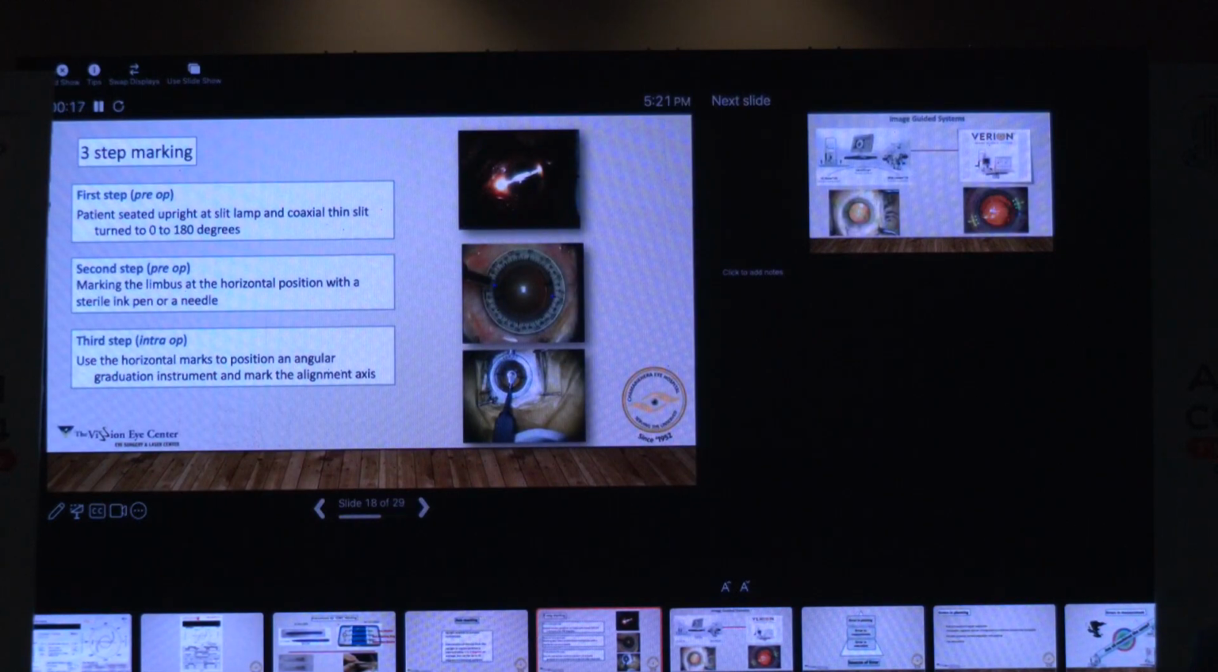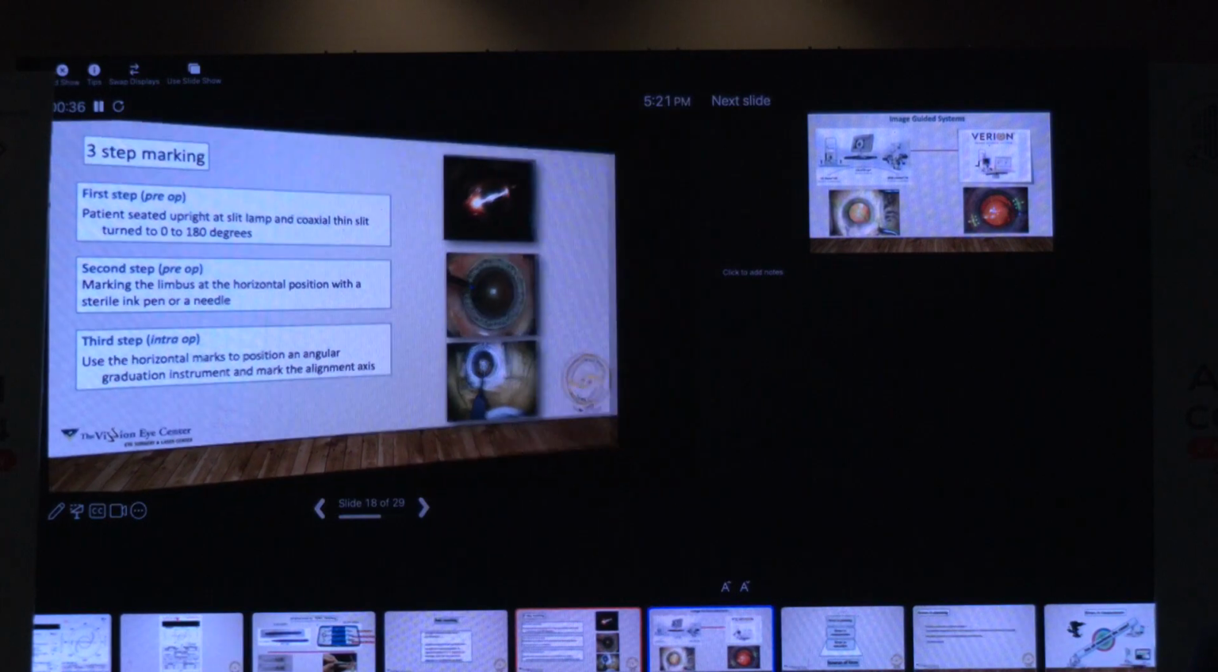So the three-step marking procedure, the first is pre-op, the second is again pre-op, marking at the limbus at the horizontal position with a sterile ink pen or a needle. You can use a 26 gauge needle as well, but initially I would say you use a marker and not a needle, but once you do get a hang of it, then you start using a 26 gauge needle. The third step is intraoperatively on the table.